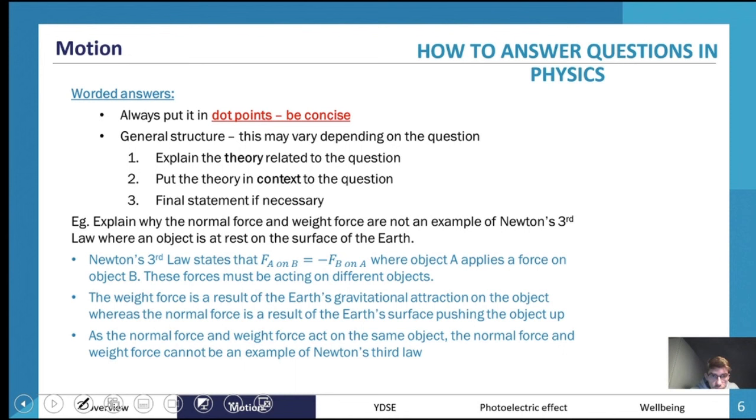The most difficult questions to actually attempt are worded questions. It is always important to put in dot points and to be concise with worded questions.